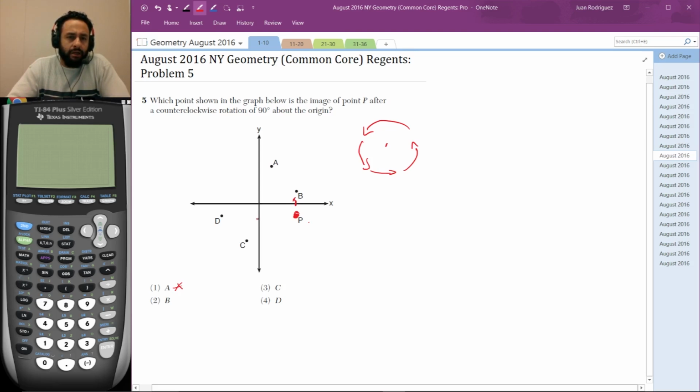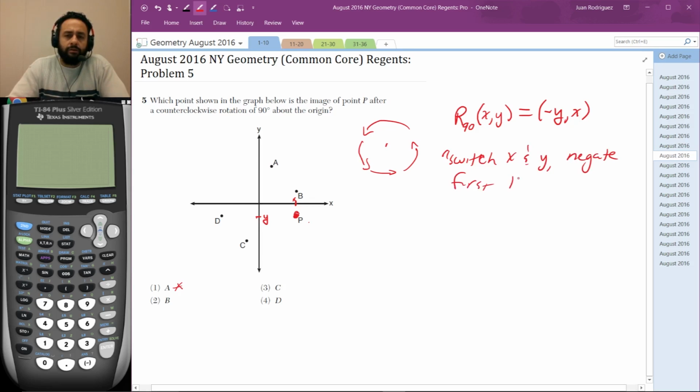But let's say that's X, and let's say that's the number Y. They do expect you to know that a rotation by 90 degrees, by formula now, of a point X comma Y is equal to the point negative Y, X. In words, you switch X and Y and negate the first number, in that order. You can't negate the first number and then switch X and Y; that's a different operation. Switch the X and the Y, then negate the first number.